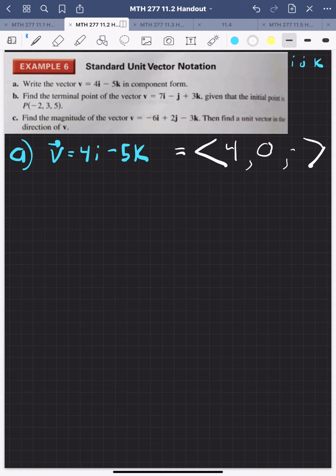And then you would have negative 5 here. Most common mistake is somebody would do this. That's not a vector in space. That's a vector in a plane. Okay? You can't leave out the 0.